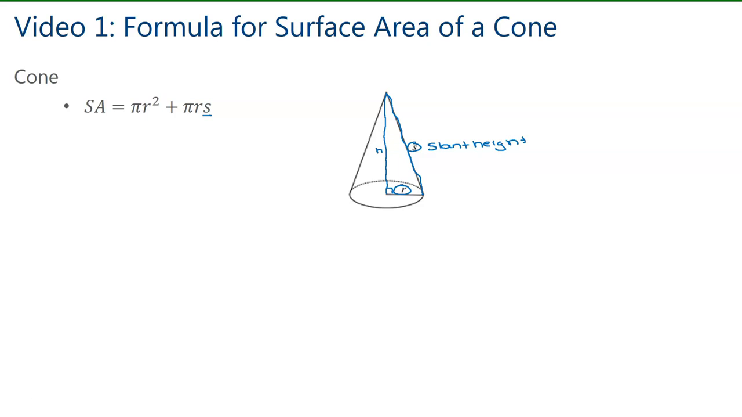So now let's look at the formula for a minute. We have pi r squared. That represents the circle on the bottom of the cone. And the pi rs represents the curved surface.